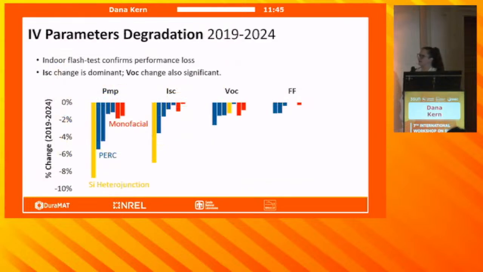These are the degradation parameters split out from indoor flash tests. We can take the modules down from the field, bring them in, and flash test them every so often. This confirms that the silicon heterojunction modules were degrading at a faster rate compared to the PERC, and the monofacial was degrading less than the bifacial counterparts. Most of the degradation was in ISC, probably from optical losses, and there was also VOC degradation that followed, but not very much fill factor degradation, suggesting that there's not a lot of resistive changes in the modules.